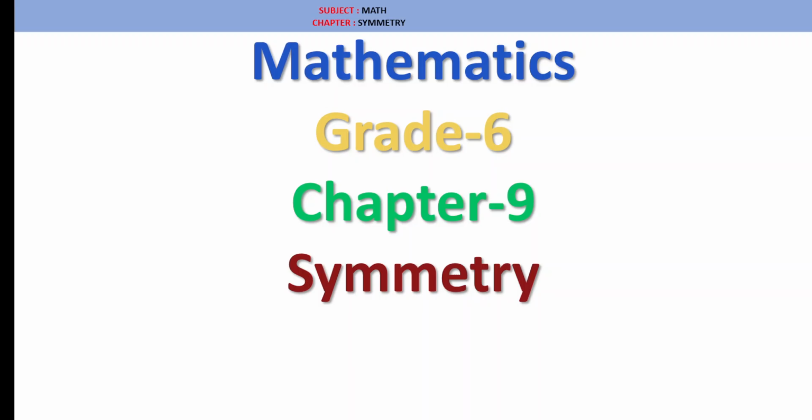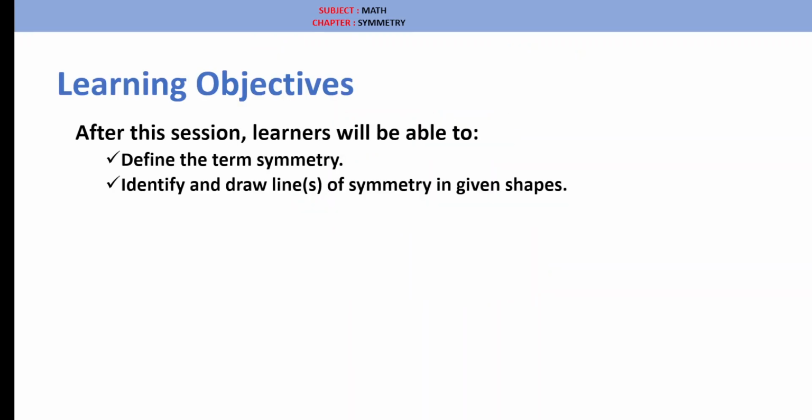Hi all, let's start Mathematics Grade 6 Chapter 9 Symmetry. Learning objectives. After this session, learners will be able to define the term symmetry, identify and draw line or lines of symmetry in given shapes.